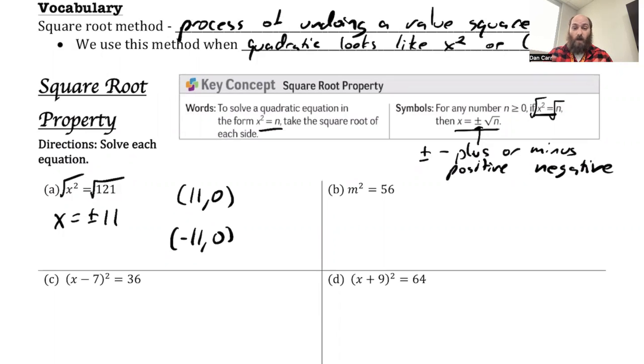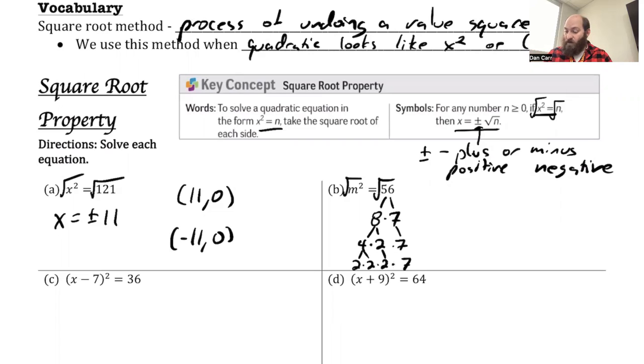Okay, m squared equals 56. Again, the square root property says if I have m squared, I can undo that with the square root. However, 56 does not have a perfect square root. So we're going to do like we did in the previous lesson. Let's break that down. Two numbers that multiply to 56 are 8 times 7. 8 is made up of 4 times 2, and then 7 carries down. And 4 is made up of 2 times 2, and then a 2 and a 7 there.